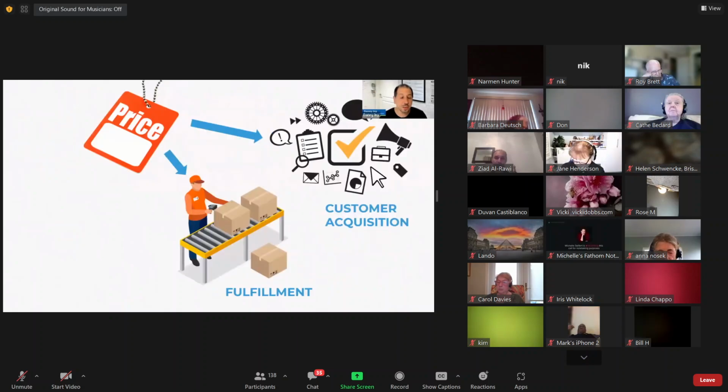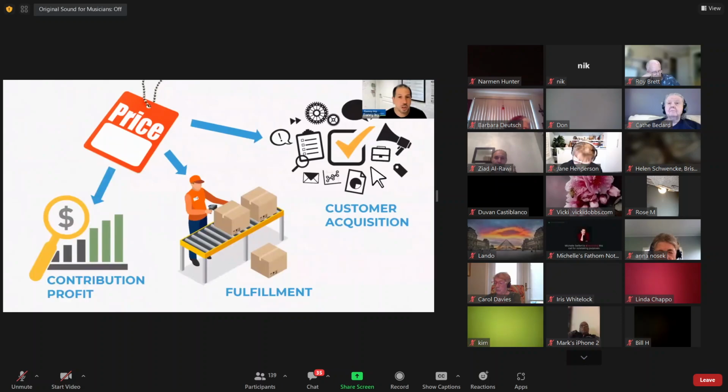And then the last third is contribution profit. That's the money that goes to pay off your overhead expenses. And if there's enough volume, it becomes profit in the bank. Now, what does this mean? What can we learn from this breakdown?